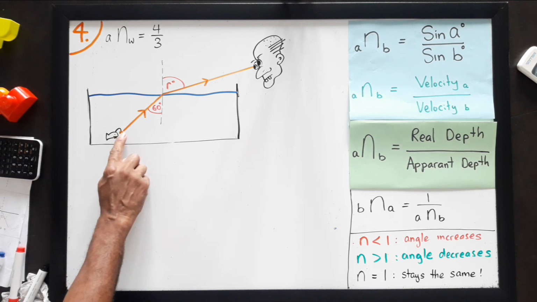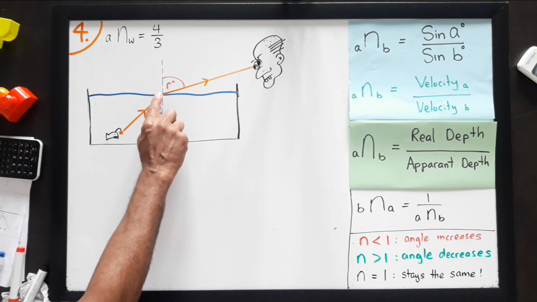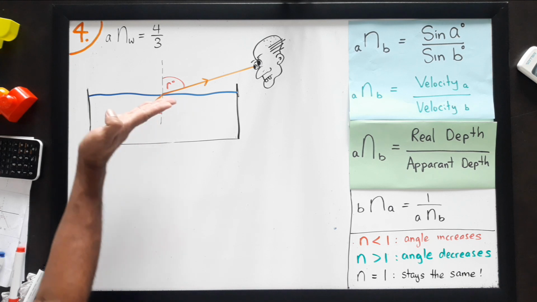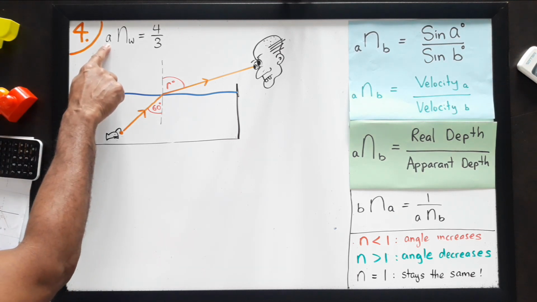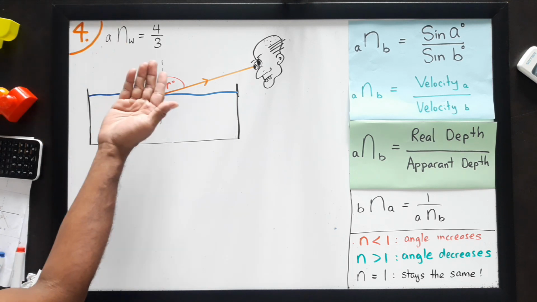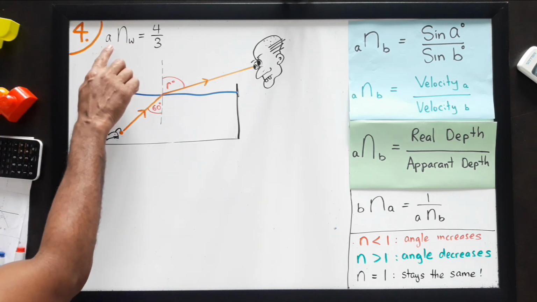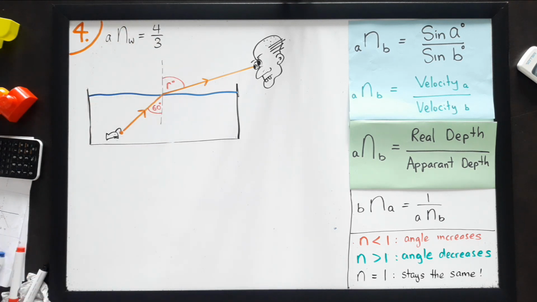Anyway, the light from the fish comes from the water and then it goes into the air where there's a person eyeing the fish, right? Probably he's hungry or something. I don't know. But the examiner gave us the refractive index from air to water. A and W obviously represent air and water in that order. And he says the refractive index from air to water is 4 on 3. And he wants us to calculate the angle in the air part.